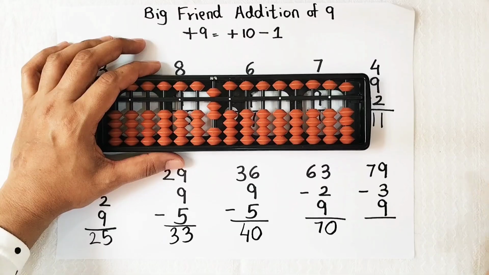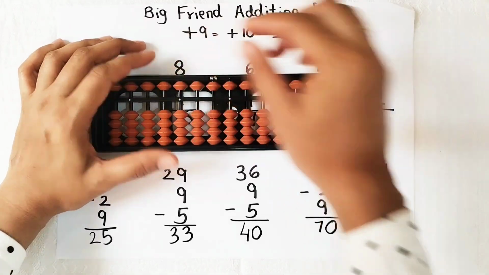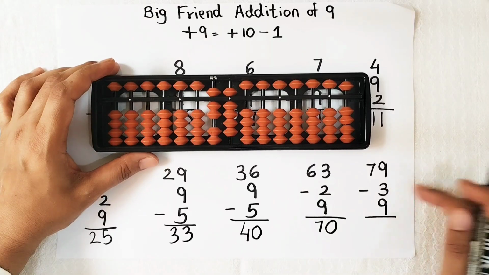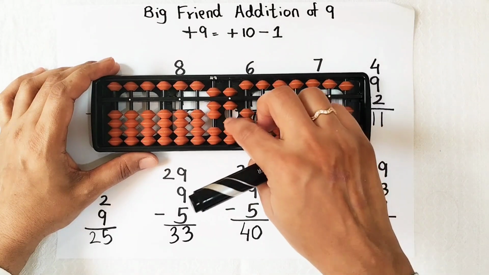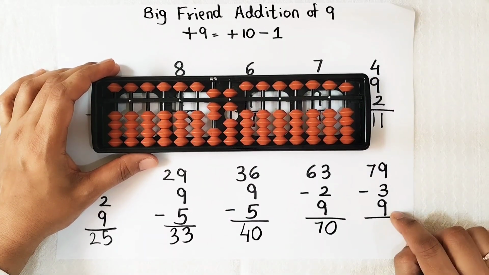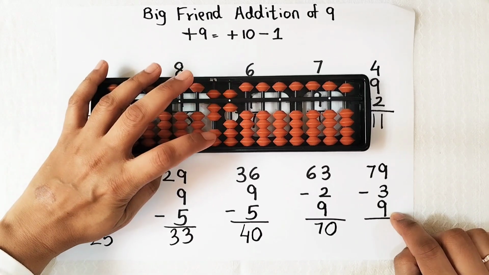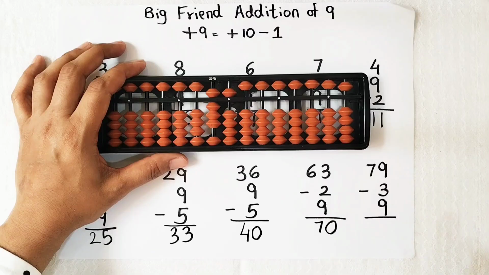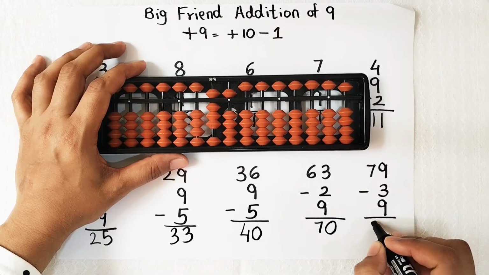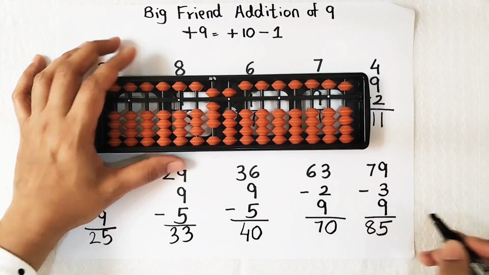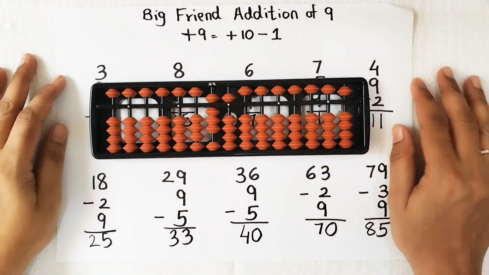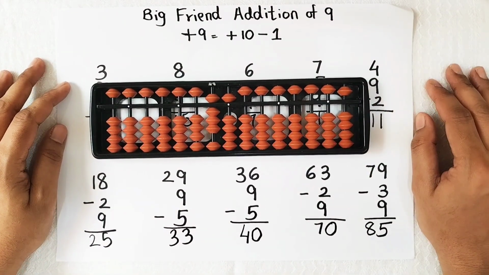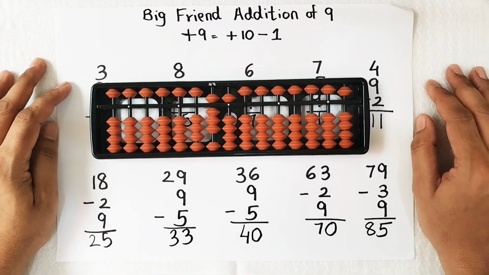The last one, 79 less 3. Add 9. Add 9 is add the 10 and less 1. So my answer is 85. So we have solved all the 10 questions using the big friend addition formula.